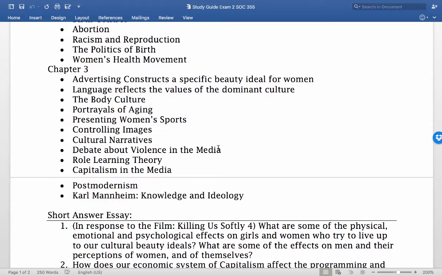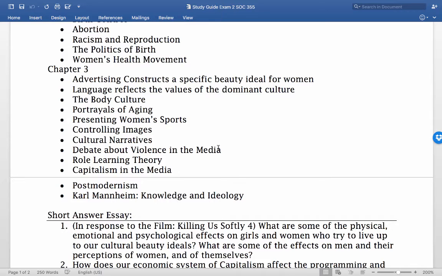Let's see, racism and reproduction. While most women of color support access to contraceptives and abortion, historically, women's access to these contraceptives was linked to the eugenics movement, meaning that racialized movement that said that white people were superior and other races had to be controlled in their population, which is actually why a lot of women of color were sterilized.